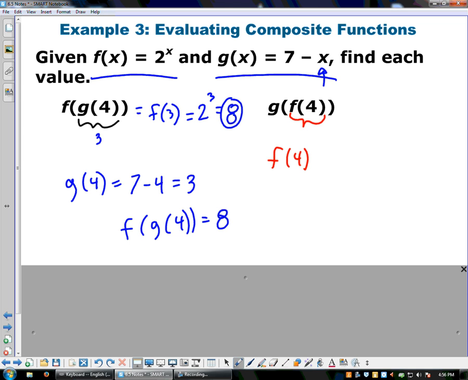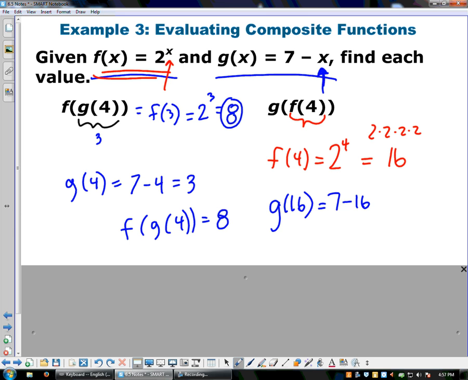So going back to this function for f, I'm plugging 4 in for that x value, so I end up with 2 to the 4th. Again, remember that's 4 copies of 2 multiplied together. So this is going to equal 16. So now I'm really evaluating g of 16. So in my g function, again, I'll be plugging 16 into right there. So 7 minus 16, my final answer here will be -9.